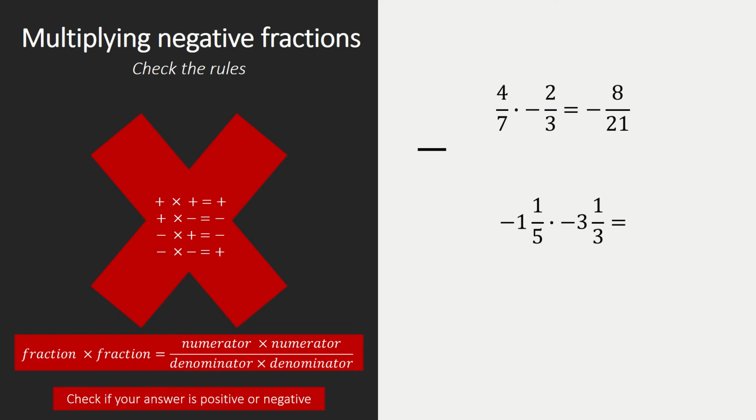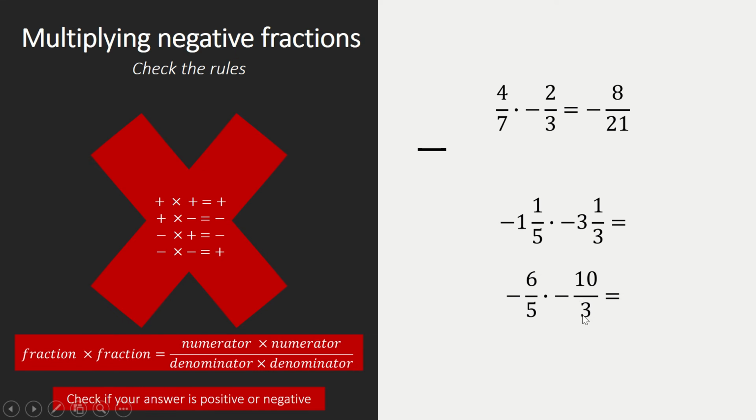How about minus 1 1/5 times minus 3 1/3? Our first step is to make it one whole fraction. So we need to put the whole numbers into our fraction. For this one, we could do 1 times 5 plus 1. So we have minus 6 over 5. 3 times 3 plus 1 is 9 plus 1 is 10. So minus 10 over 3.